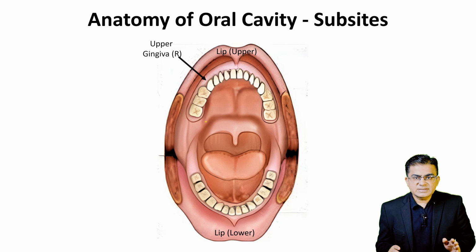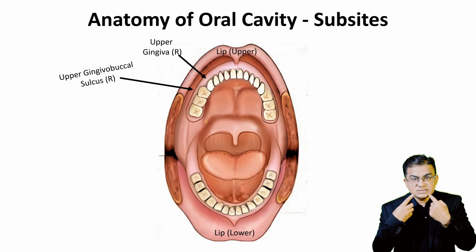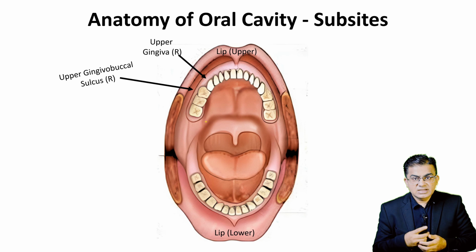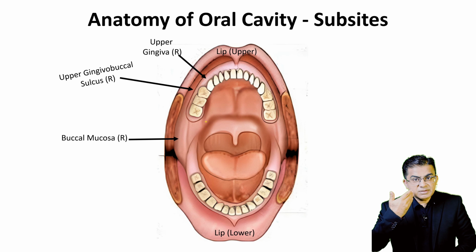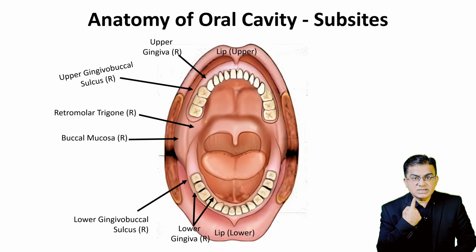So the first subsite is right upper gingiva. Next, right upper GB sulcus. Next, right buccal mucosa. Right retromolar trigone. Right lower GB sulcus. Lower gingivo-buccal sulcus. Right lower gingiva.